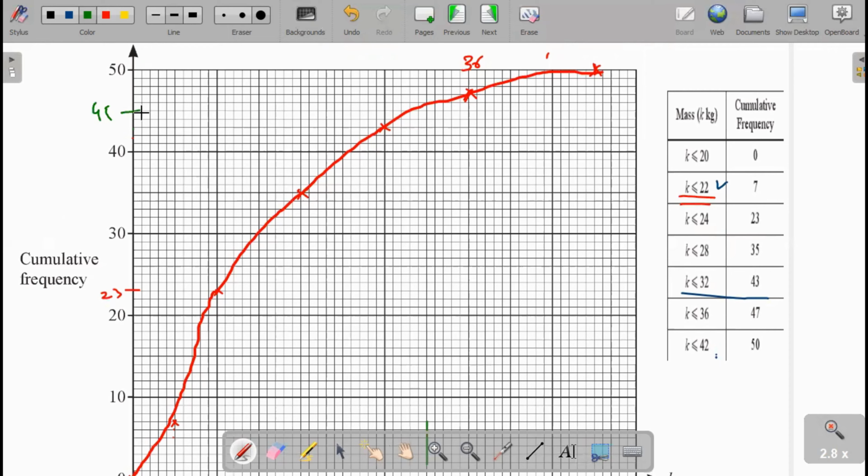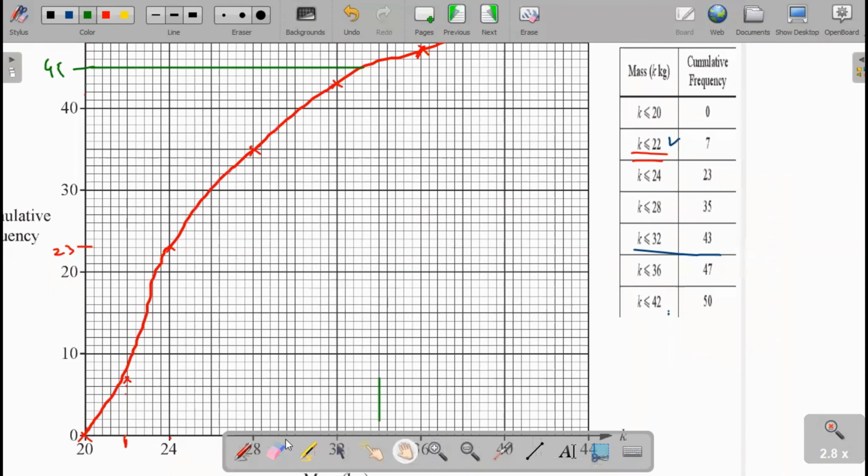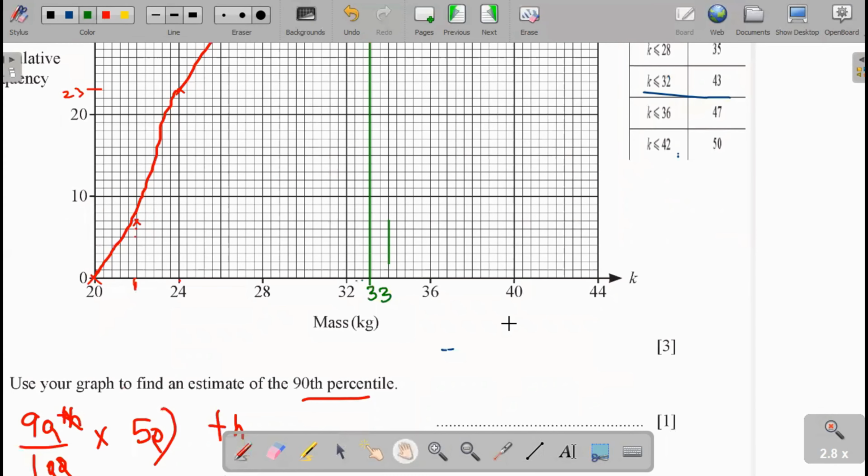Now we draw the line here, and it meets the curve at this position, and we see the mass against the 45th value. This value is equal to 32.8, and that is equal to 33. This is the 33 kg mass at the 90th percentile, and this is the answer.